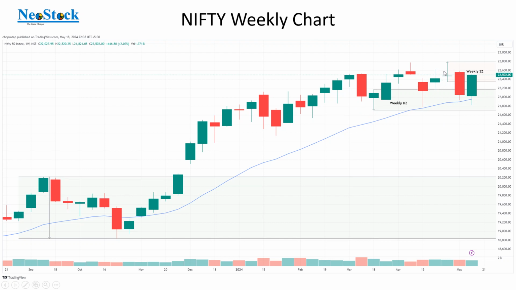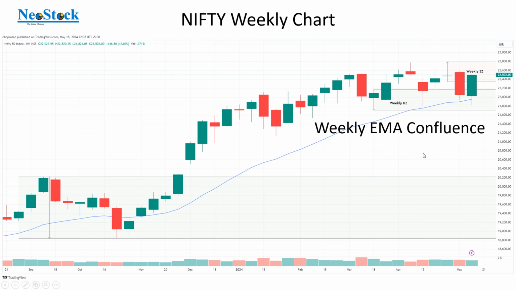So here you have rally, base, drop. This is the weekly supply zone. Don't think this is a base candle. The moment you add the hidden body, this will become a rally candle. And here we have a drop, base, rally. This zone is very clear. And the weekly demand zone is having weekly EMA confluence. This is what you should understand.